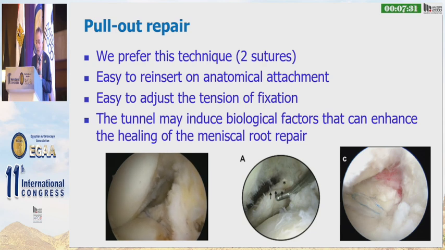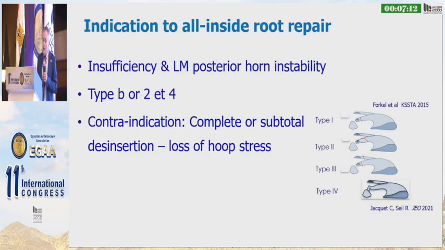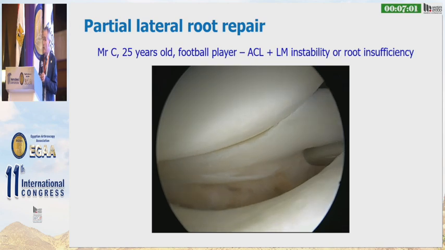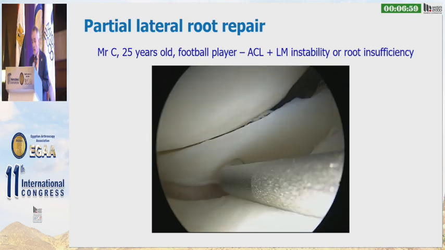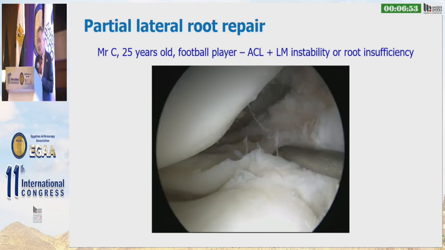Well, when you have a complete root tear, we like to use the transosseous technique with the pull-out repair, which we pass transosseously by an isolated tunnel and not through the tunnel of the ACL, to be anatomical and to offer a better fixation. Now, again, the indication for all-inside root repair: yes, we have this so-called root insufficiency situation, where you look at your posterior horn and you see that it is more mobile than normal. And when you look at the root, it is loose and can be easily maneuvered.